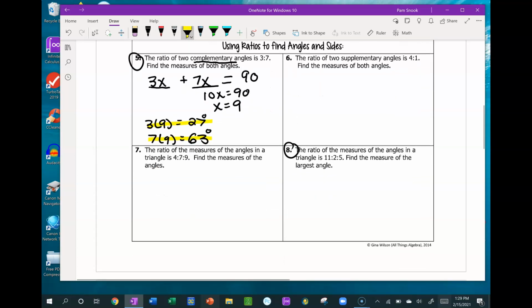Now we're going to do the same thing, but this time we have an extended ratio. We have 11 to 2 to 5, so that's extended.